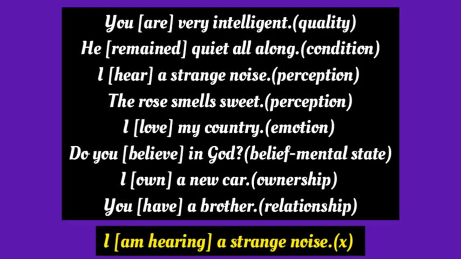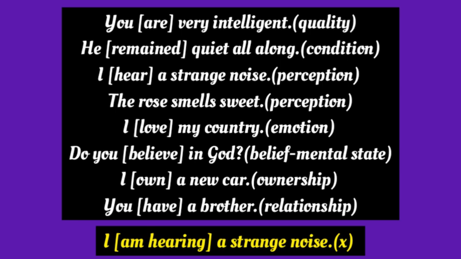Now see some examples of state verbs on your screen. In the sentence, you are very intelligent, the verb are, which is a form of verb be, indicates the quality or condition of the subject you. In the next sentence, the verb remained also indicates a state or condition of the subject he. Obviously, this verb remained does not indicate any action or activity. It shows a prolonged condition of the person.